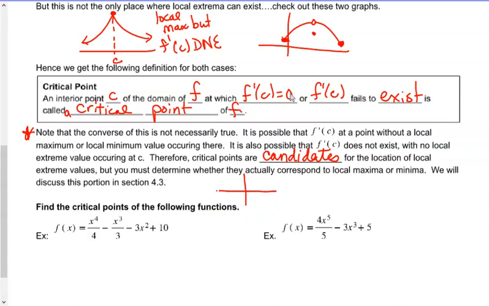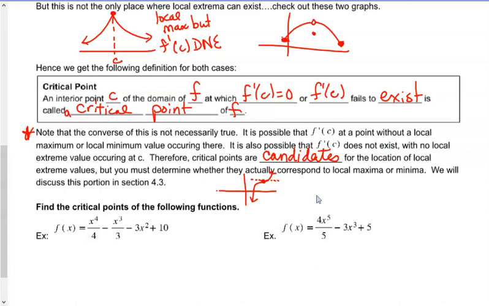Now, here's a couple graphs of the situation I was just talking about. Where could I have a derivative equal to 0, but not have a local max or min? One is like an x cubed graph. Here we have a little squiggle, and right here at this point where it changes direction, there is a horizontal tangent, but there's not a local max or min there.